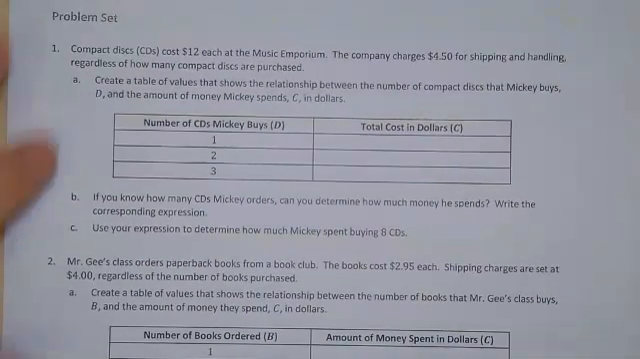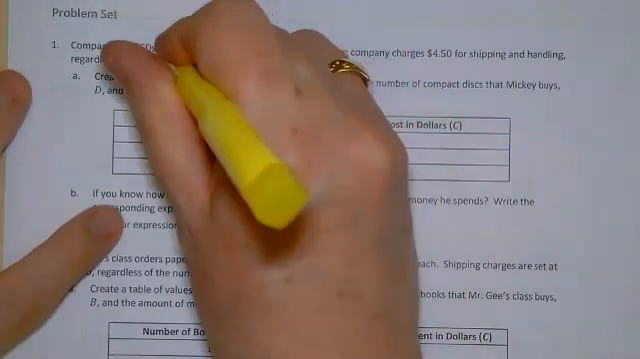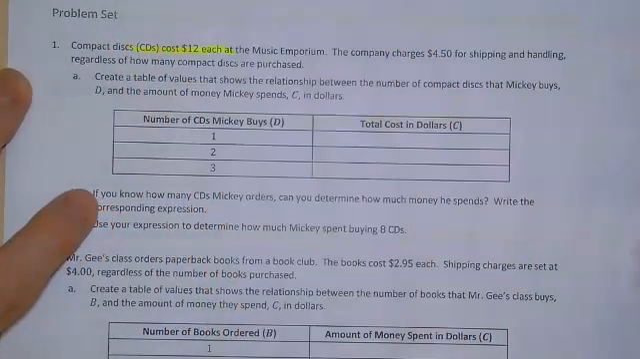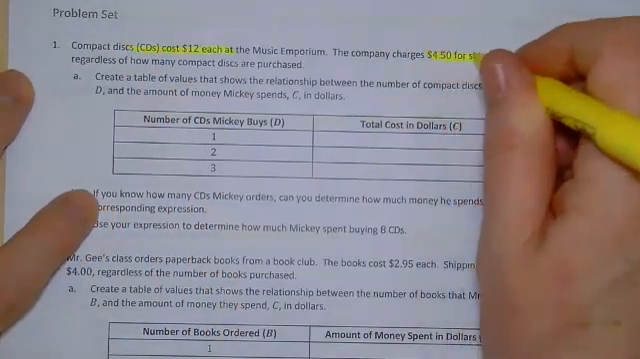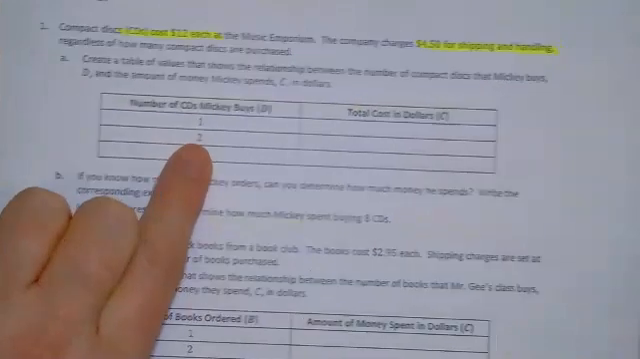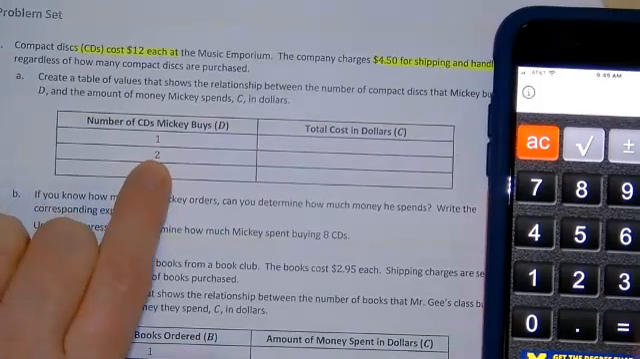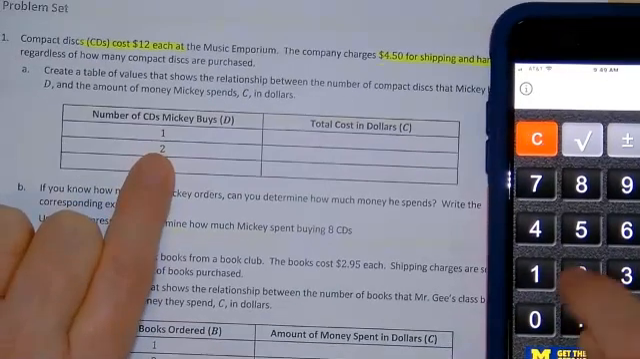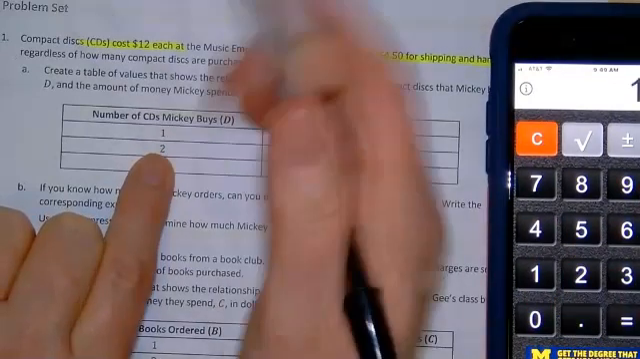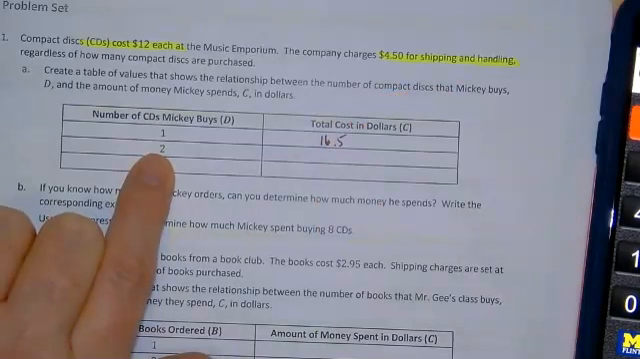Okay, here we go. We're going to buy CDs. Each CD costs $12. And there's a $4.50 service shipping and handling. So what do I do to figure out how much it will cost for one CD? I've got to make this look like money. How would I do that? Yep.